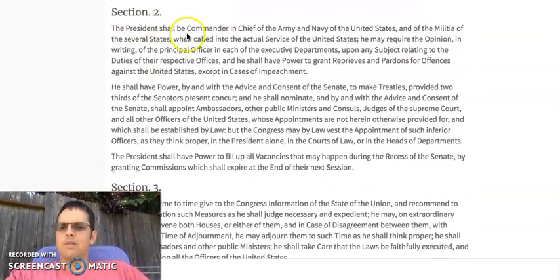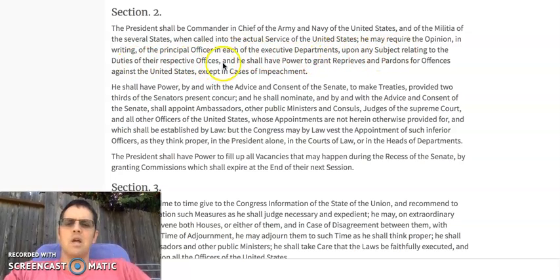Section 2. The President shall be Commander-in-Chief of the Army and Navy of the United States and of the militia of the several states when called into the actual service of the United States. He may require the opinion in writing of the principal officer in each of the executive departments upon any subject relating to the duties of their respective offices, and he shall have power to grant reprieves and pardons for offenses against the United States, except in cases of impeachment.